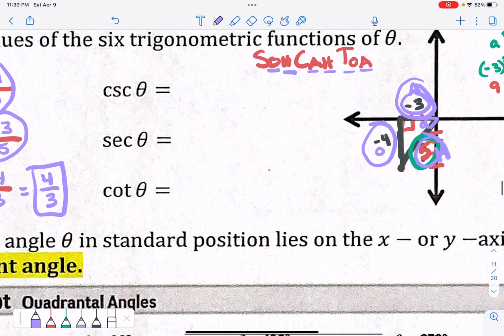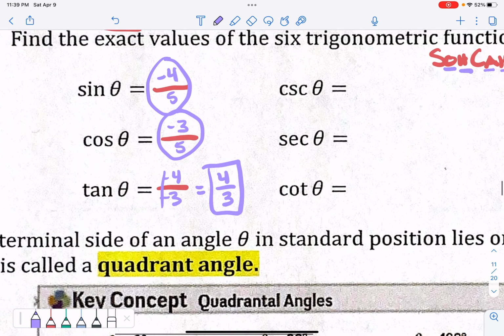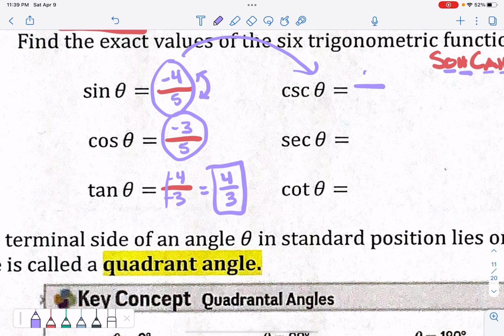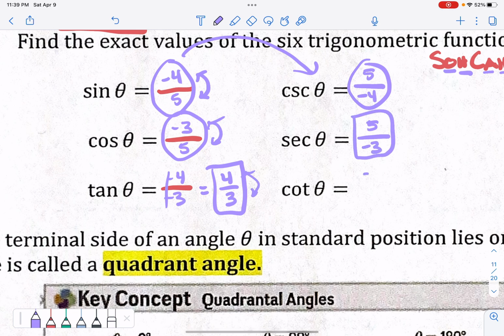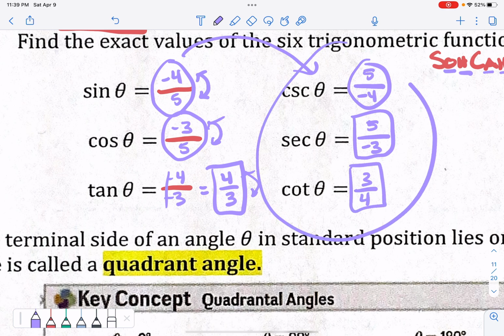And then that's pretty much the majority of the work to get from sine to cosecant. Those are like a married couple, they're like partners. And what happens is cosecant, the ratio for cosecant, flips those two. So instead of being -4 over 5, it's 5 over -4, and that's all you do. You just flip them, okay? This guy to flip would be 5 over -3. And if we flip the 4/3, we get 3/4 for cotangent, okay? So not really hard to do these three as soon as you have the other ones done, okay?